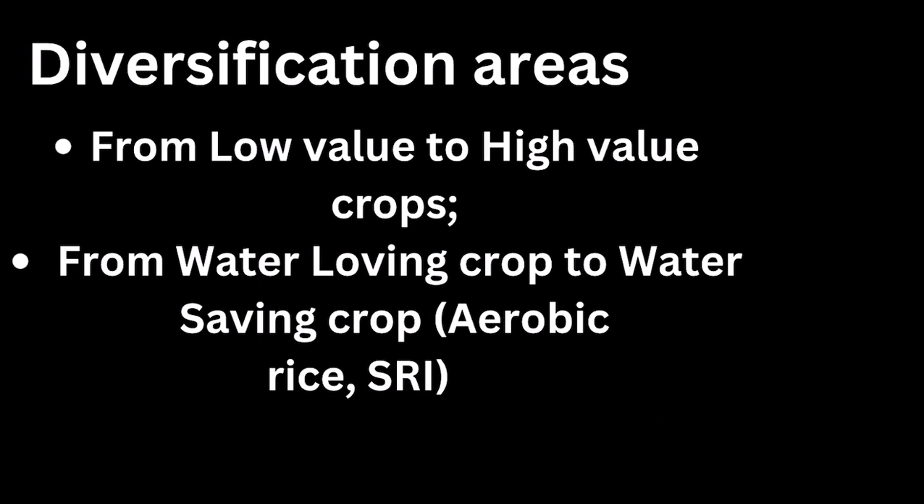So what are the diversification areas? From low value to high value crops. Second is from water loving crops to water saving crops. So we are able to save more water, and we are able to grow those crops in the areas which have less rainfall or where water availability is less.